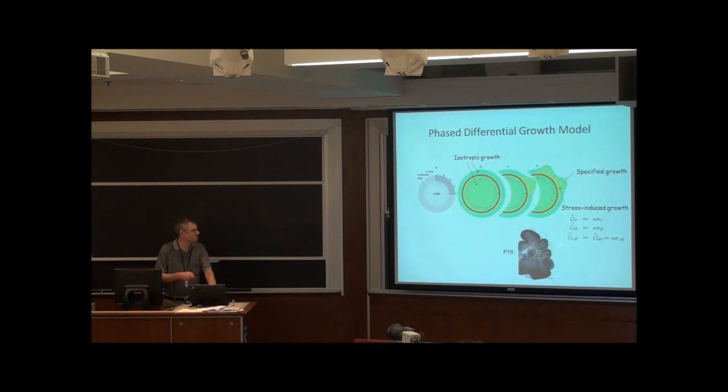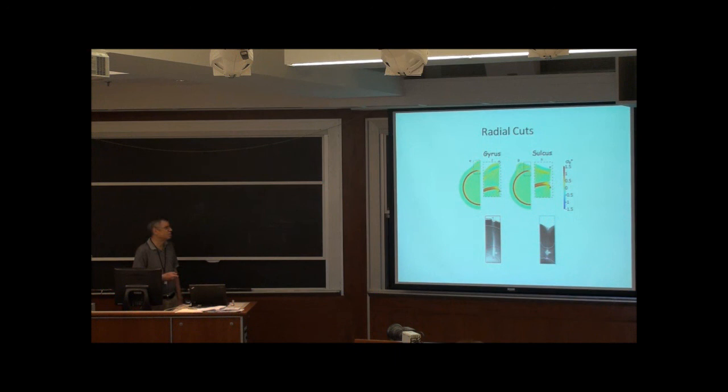But again, a better test is looking at stress distributions. So we simulated the cuts in this model, in the gyrus and in the sulcus, and compared them to experiments. You can see that in the model, it opens up on the outside, stays closed, and opens up in the white matter, similar to the experiment. In the sulcus, it actually stays closed on the outside and opens in the white matter, similar to what we saw in the experiments. So we conclude that differential growth may drive this folding.